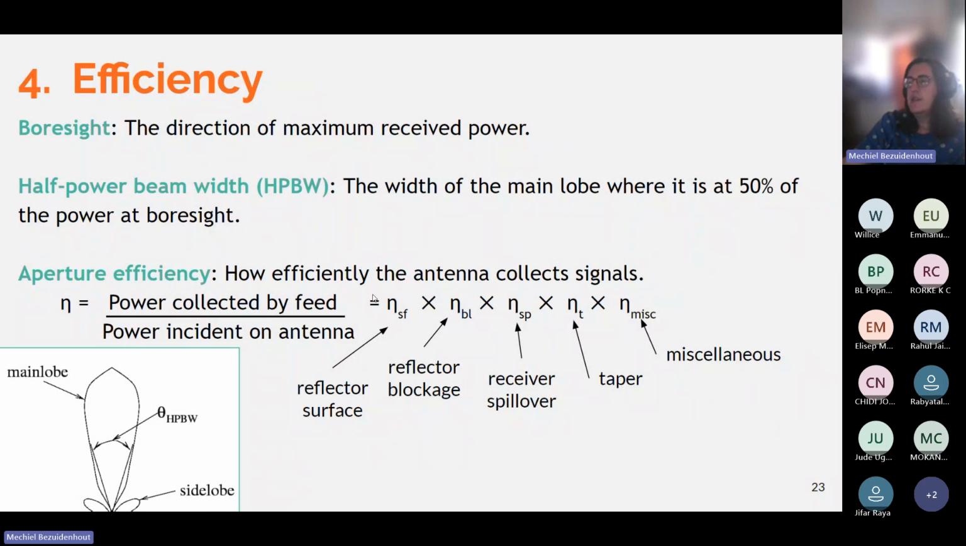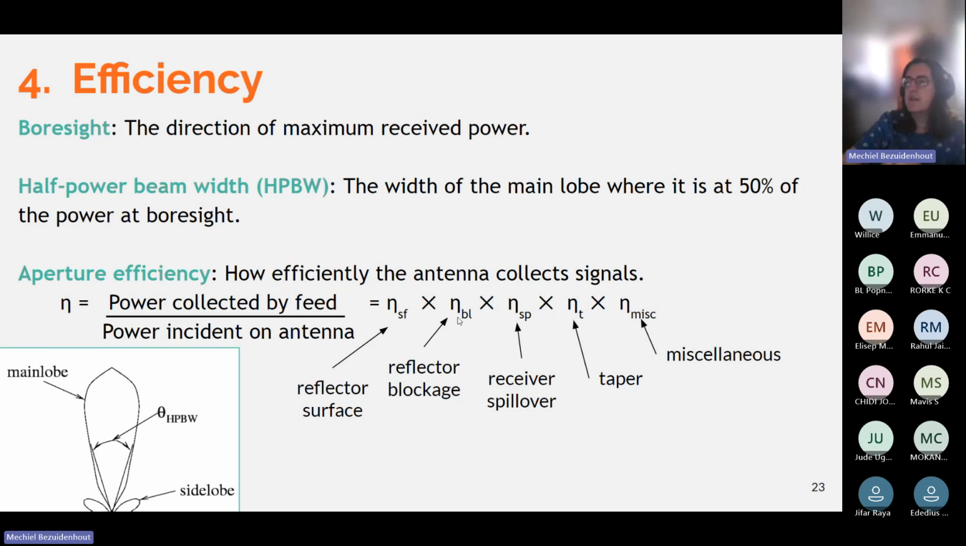And this efficiency is made up of a bunch of different factors. There's the efficiency from the reflector surface. That's how smooth the surface is. If the surface is not exactly smooth, if there are some inaccuracies or some bumps on that surface, it means that some of the radiation gets reflected in the wrong direction. And so you have a loss of the power that you are able to collect.